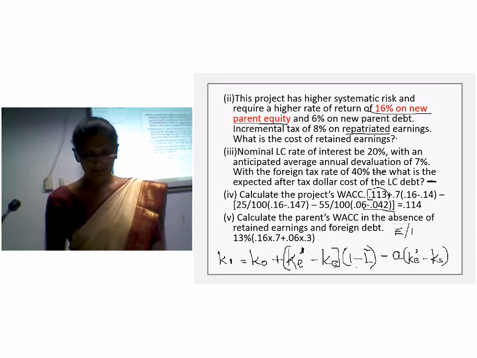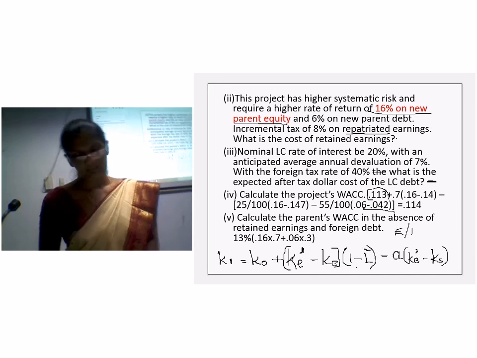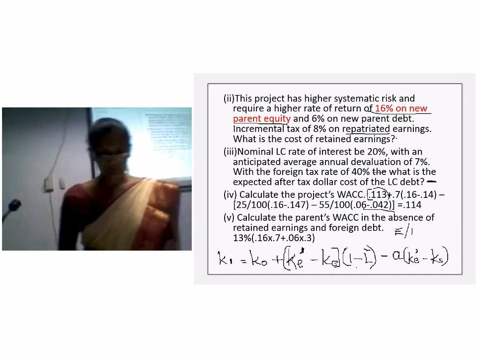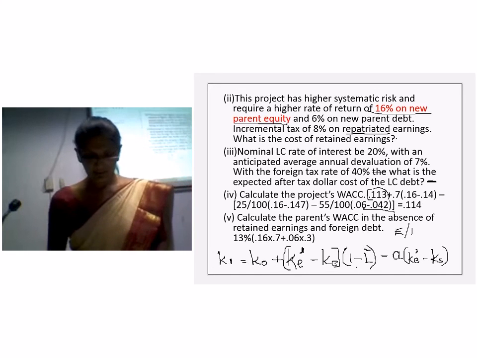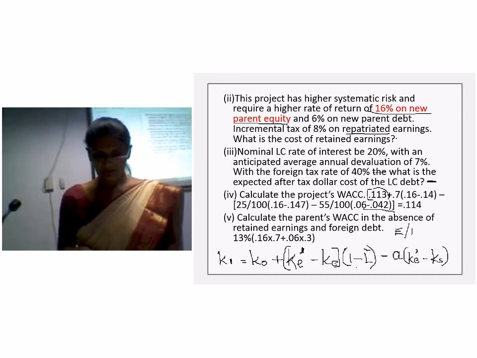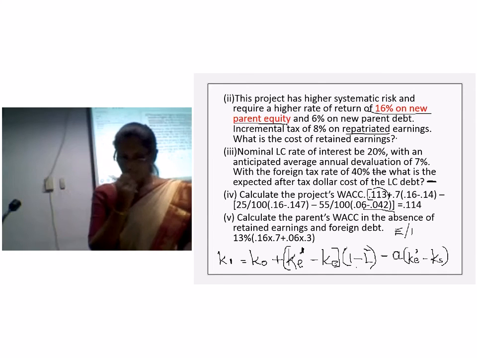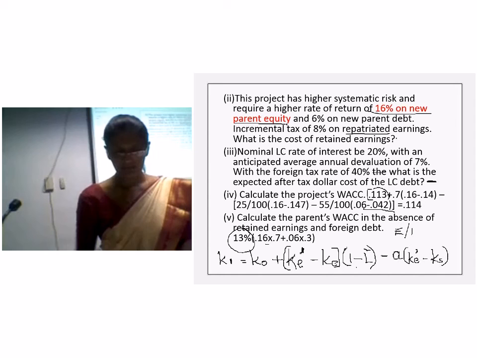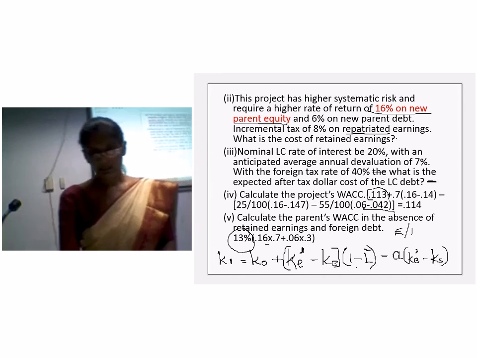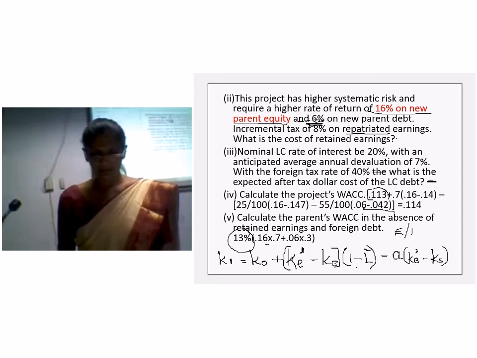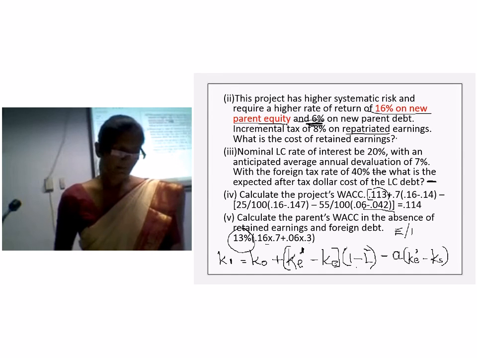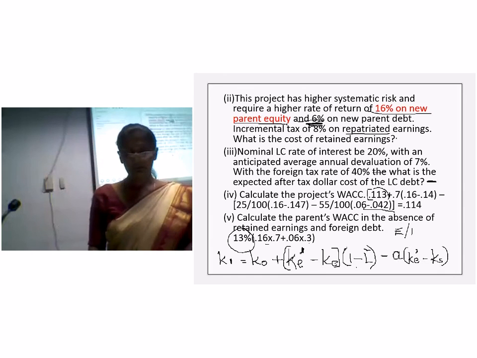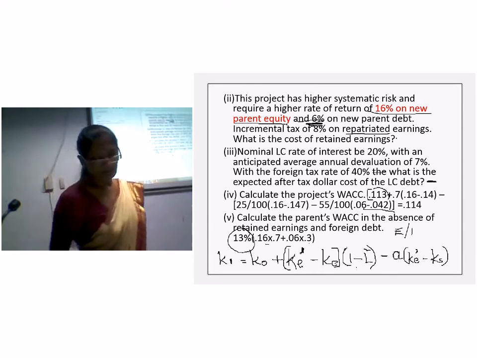Now the final one, part 5: calculate the parent's WACC in the absence of retained earnings and foreign debt. It is given here. If there is no retained earnings and foreign debt, the parent's WACC would be, answer is 13%. How we get that? 16% times 70%, and 6% is the new project's debt capital cost times weight on debt capital.